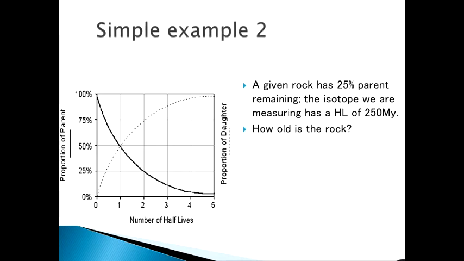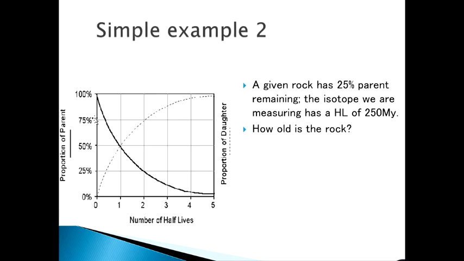Here's a second example. Now this one's going to involve some calculation. Here's that same rock. It has 25% parent remaining. I know that I've chosen an isotope that has a half-life of 250 million years. And so, boom, how old is this rock? This is a thing that is asked of geologists all the time. Do the same thing. Now notice here, I'm going to always give you 2 numbers, and you have to calculate a third number.